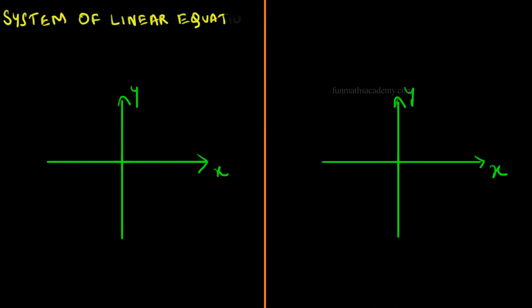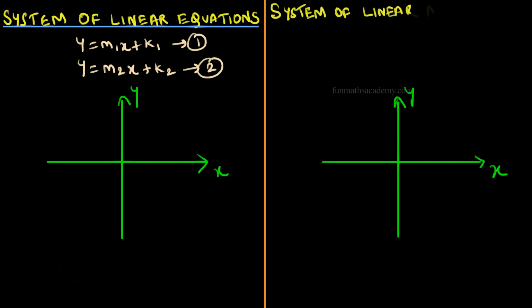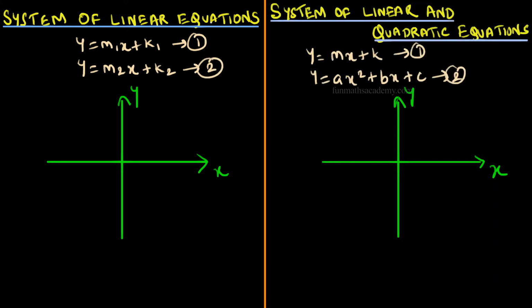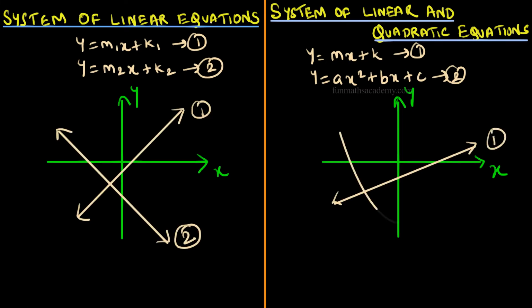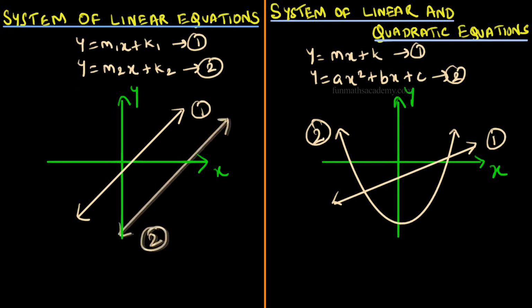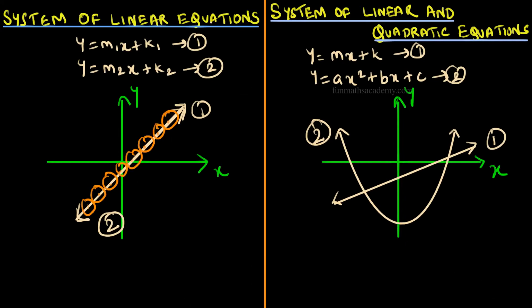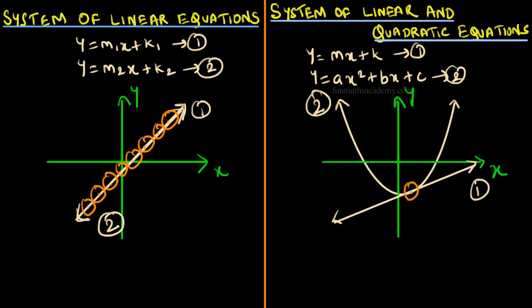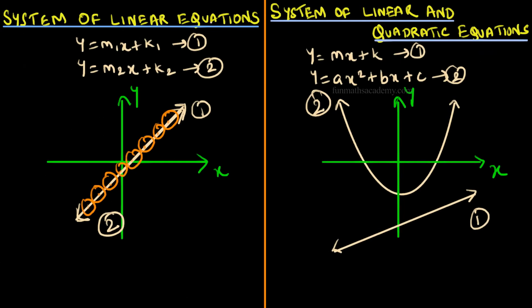When we try to solve a system of equations with either two linear equations or one linear equation and one quadratic equation, the solution of such a system will be the intersection point of the two lines or the curve and a line respectively. Just like how for a system of linear equations we can have one solution, no solution, or an infinite number of solutions, in the same way, for a system of linear and quadratic equations, we can have two solutions, one solution, or no solution.